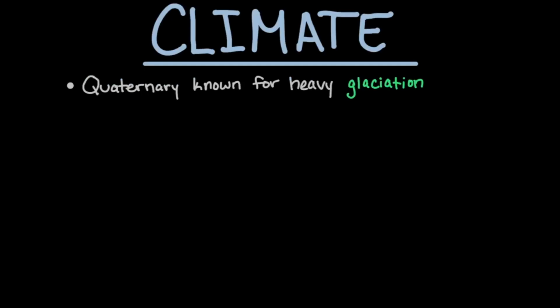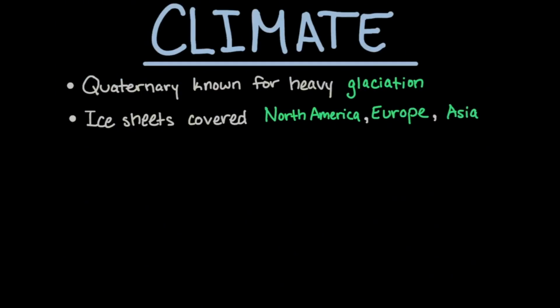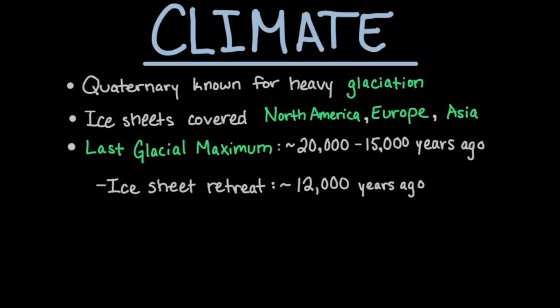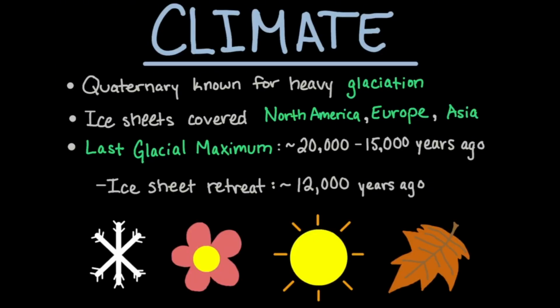Heavy glaciation played a key role for most of the Quaternary. Ice sheets covered northern North America, Europe, and Asia. The last glacial maximum was from around 20,000 to 15,000 years ago. Ice sheets from this glacial maximum only began to retreat around 12,000 years ago. This led to the seasonal conditions of today.